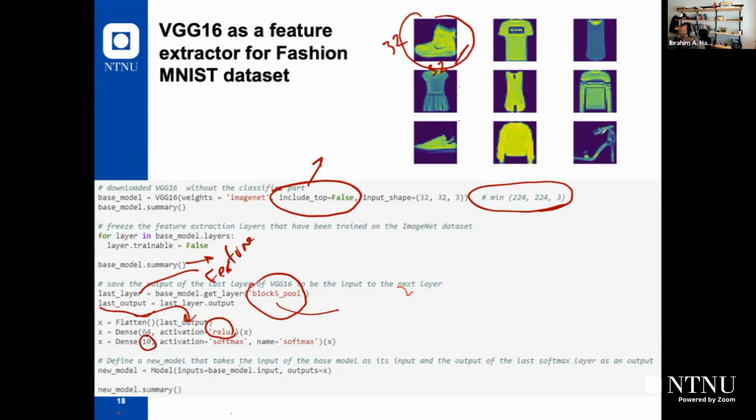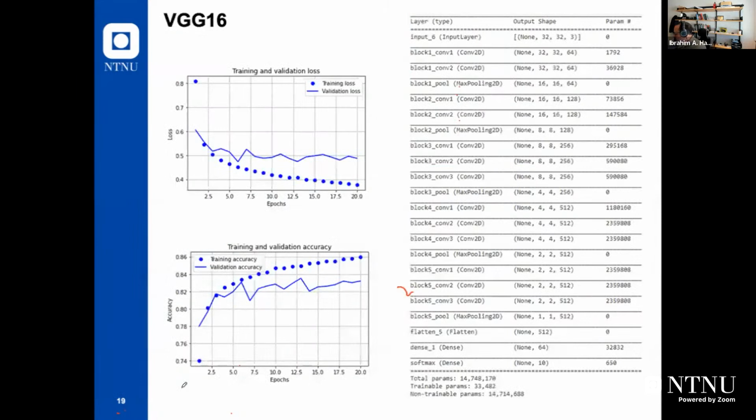So now I need to build a new model. For the new model, I will use the Model API. So new_model equals Model, inputs will be the input to the base model, right? Inputs equals base_model.input, and the outputs equal X. And this is the model summary. So this is the model.